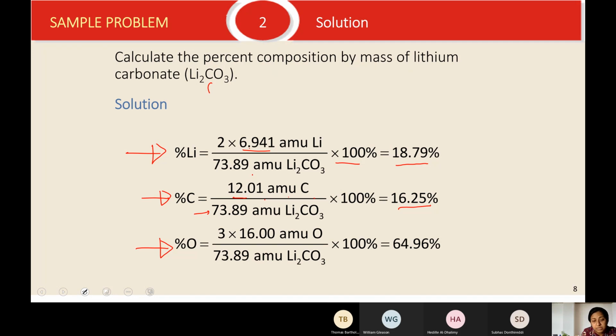Then the oxygen. So there are three oxygens. So I start the calculation by multiplying 3 by the atomic mass of oxygen, that is 16.00, and divide it by the formula mass 73.89 and multiply it by 100. You get 64.96 as the answer.